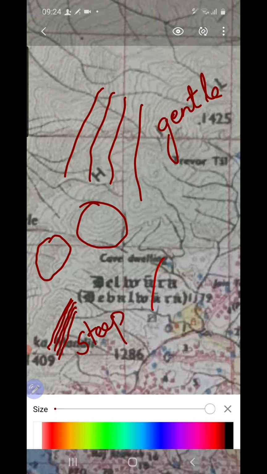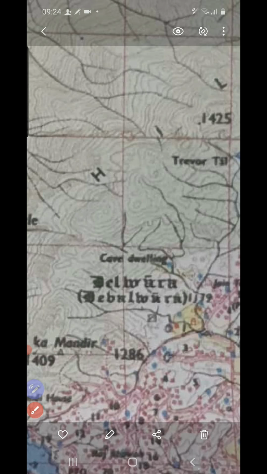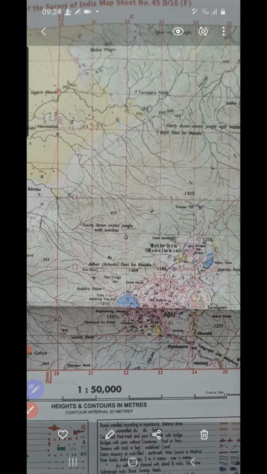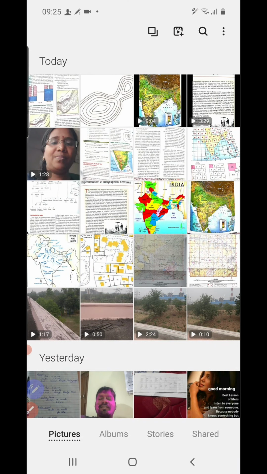Understood? So this is how we make use of contour lines in the survey map. The contour lines help us to know the shape and size of the relief features, especially mountains, plains, plateau, etc. And we also understand the slope of the land, whether it is steep slope or gentle slope. So this is how we use the contour line.